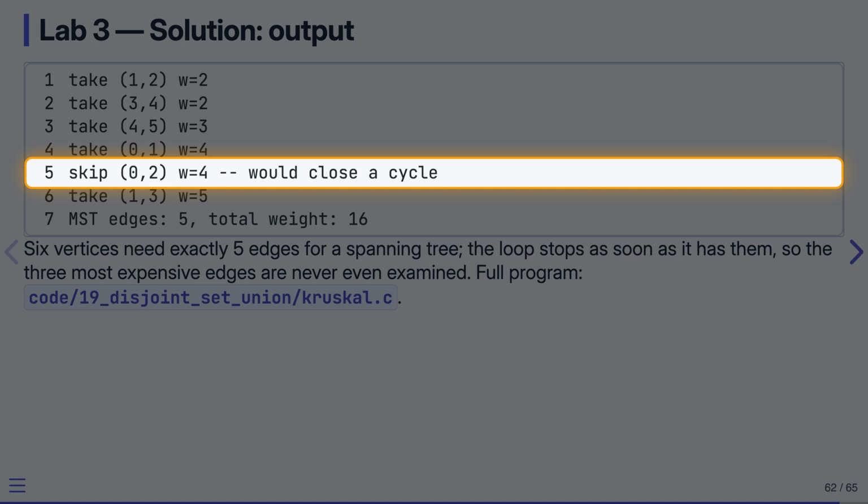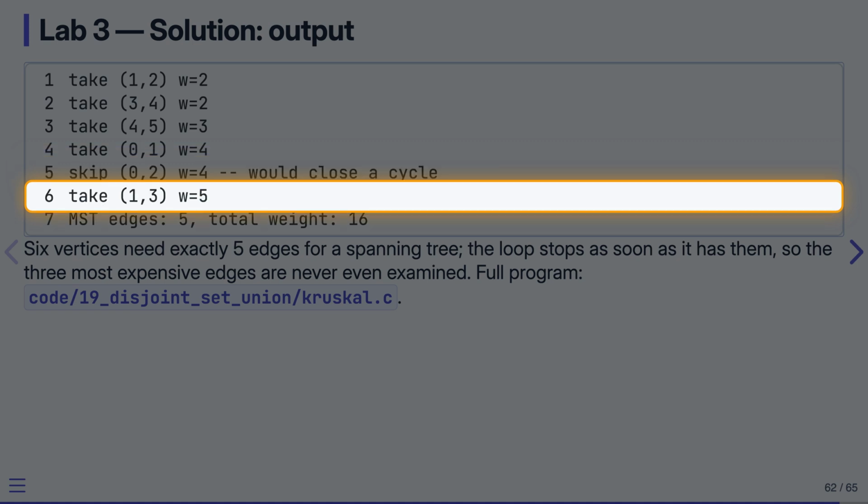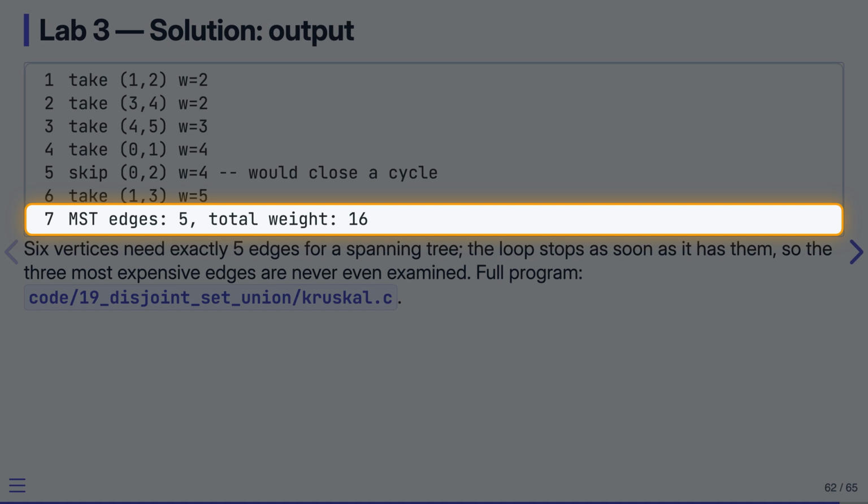That single skip is the whole reason Kruskal needs this chapter structure. Then 1 to 3, weight 5. That is the fifth and last edge we need. 5 edges taken, total weight 16. 6 vertices need exactly 5 edges for a spanning tree, so the loop stops as soon as it has them, and the 3 most expensive edges are never even examined.